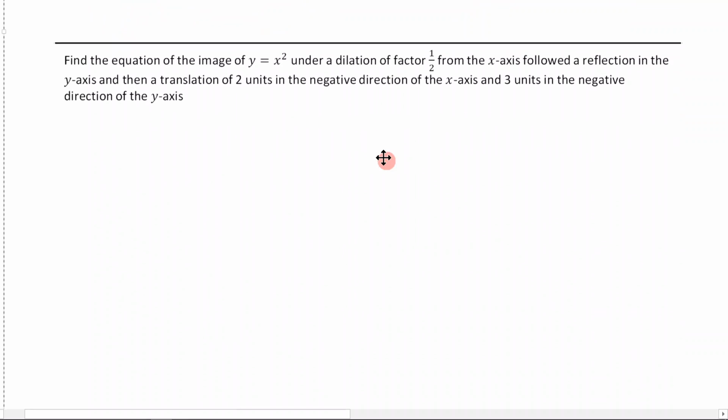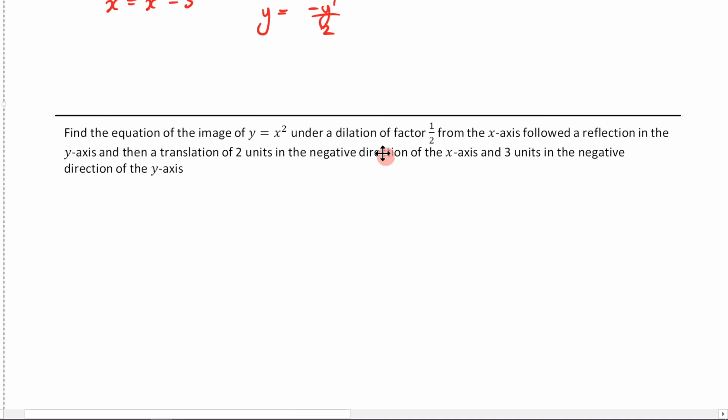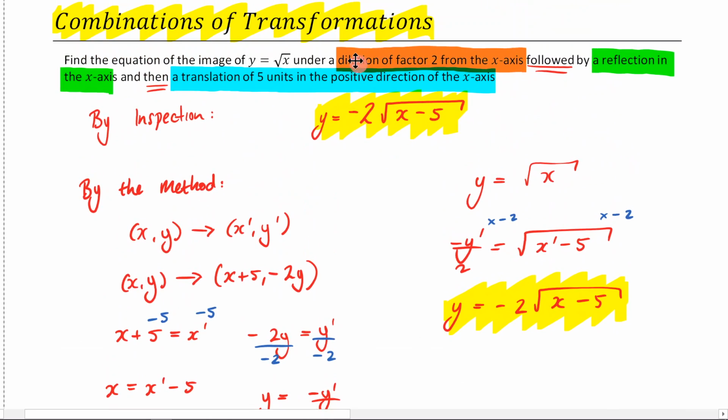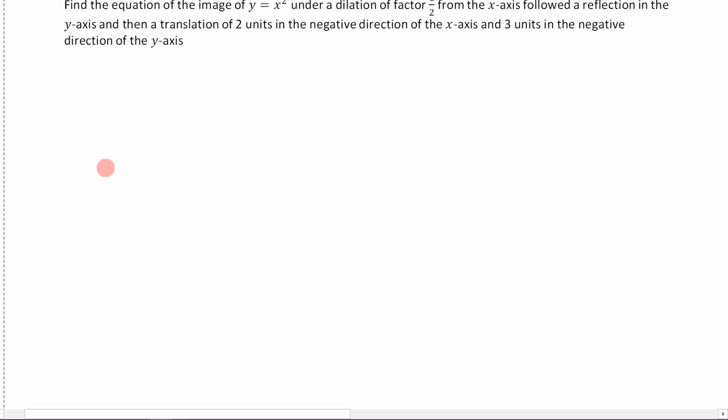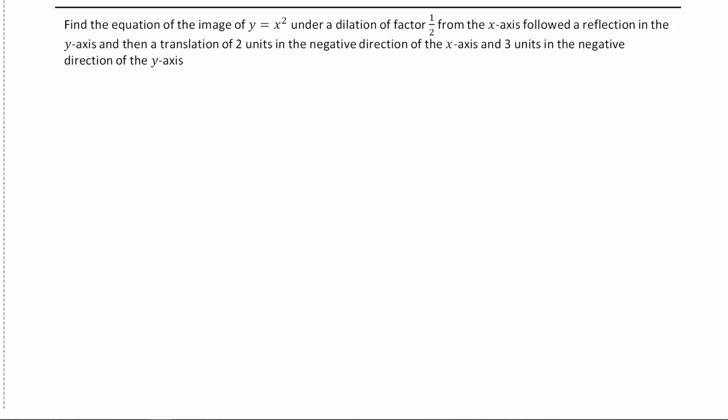Let's go through our next example here. And this example, similar to the one up here, has the dilation as being away from the x-axis. So I want to go through 2 examples in which we're dilating away from the x-axis, because I think they're important to go through. Okay, so let's give it a read.